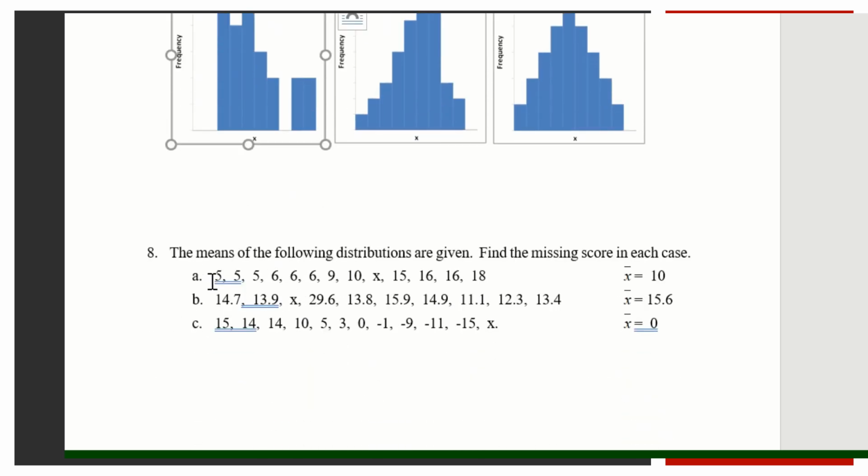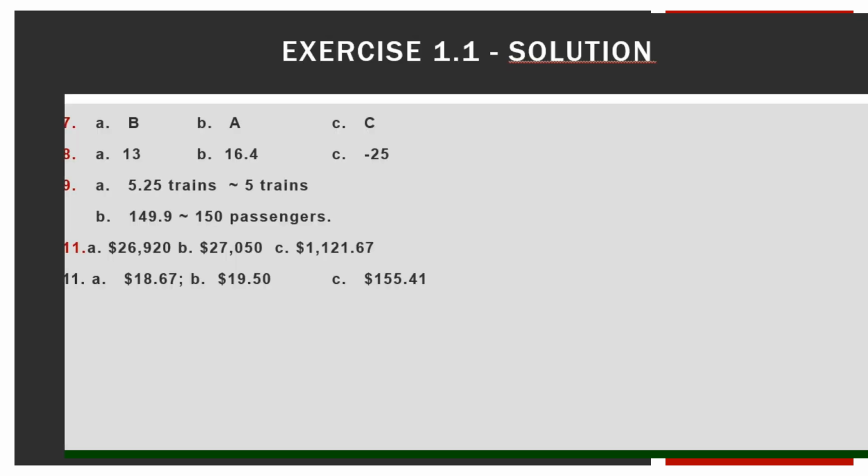Okay, they've given you this data. So you add up everything, plus x, divide with the total number, equal to 10. You solve it to find x. Cross multiply. Okay, don't know how to do, please reach out. This one is easy. You just add up all. So you add up, you get one whole number plus x over the total number of data here equals to 15.6. Cross multiply, you will find the answer. Okay, these are the answers: 13, 16.4 and negative 25. You should be able to get it.